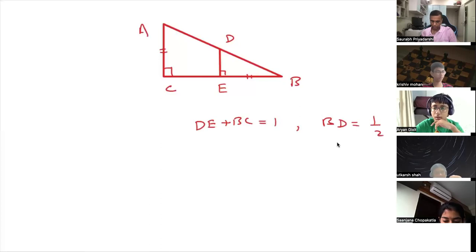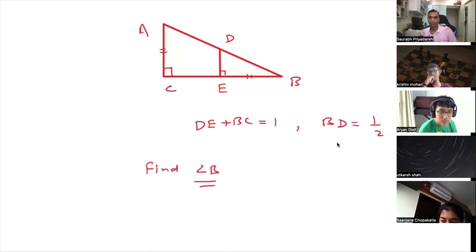No worry, this is the situation. You have this now. In a right angle triangle, angle C is 90, E is on BC such that AC is equal to BE, D is on AB such that DE is perpendicular to BC, and DE plus BC is equal to 1 and BD is equal to half. Find B. Start now, everyone. You have 3 minutes.